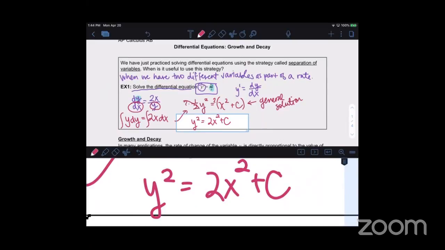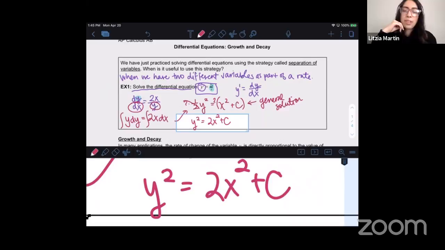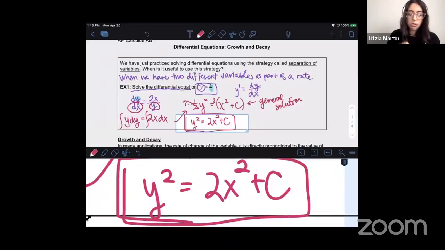Miss Martin? Yes. You don't need to multiply the 2 to the c because it's just a number, right? It doesn't make a difference? Exactly, yeah. Oh, okay. As long as you multiply it to everything else, it'll still maintain that balance. So we can just go ahead and stop there. There's our general solution.